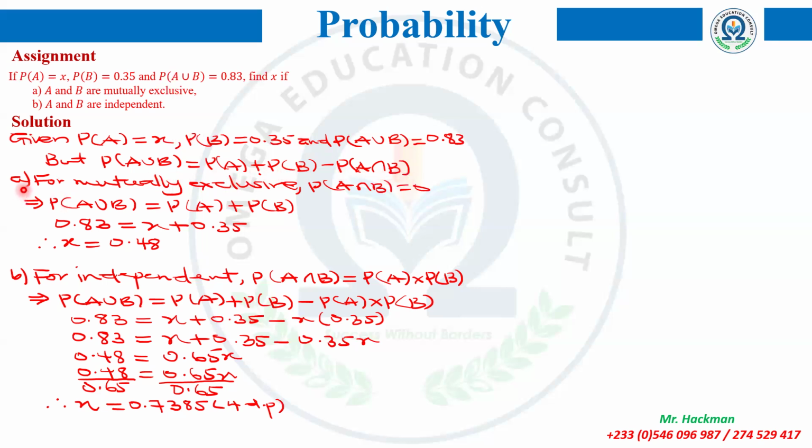Now if you come to A, for mutually exclusive events, we know that the probability of A intersection B will always be equal to what? 0. So take note. It means the A union B formula will become: probability of A union B is equal to P of A plus P of B, because the intersection gives you 0. At that point, you can see that you've been given P of A union B to be this. You substitute P of A to be X and P of B to be what you have here, 0.35.